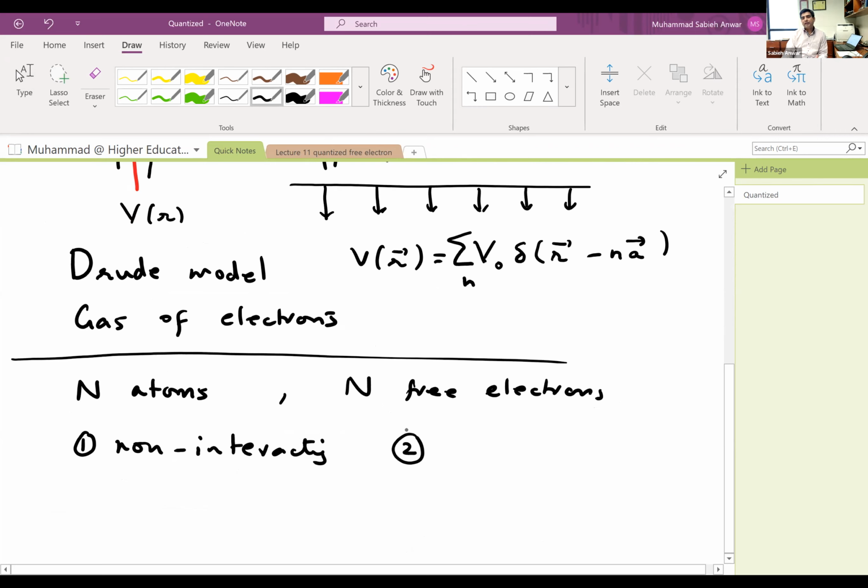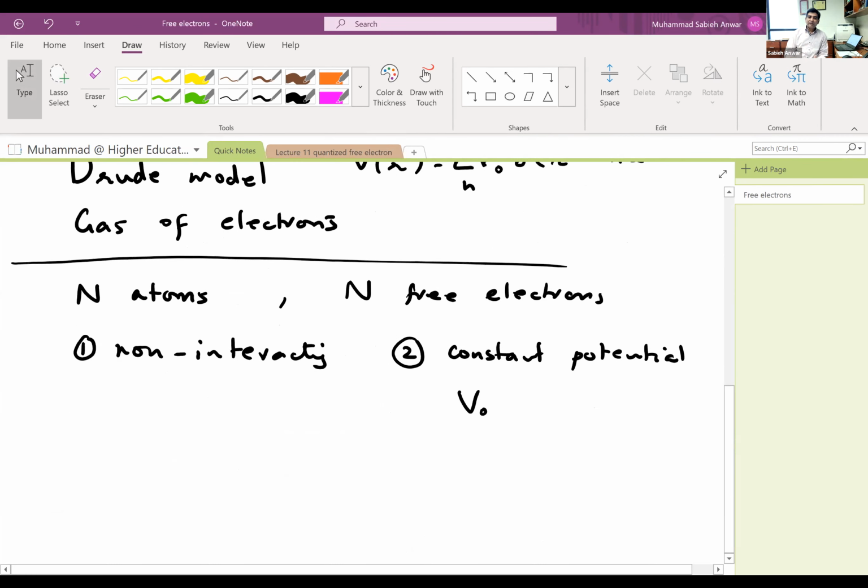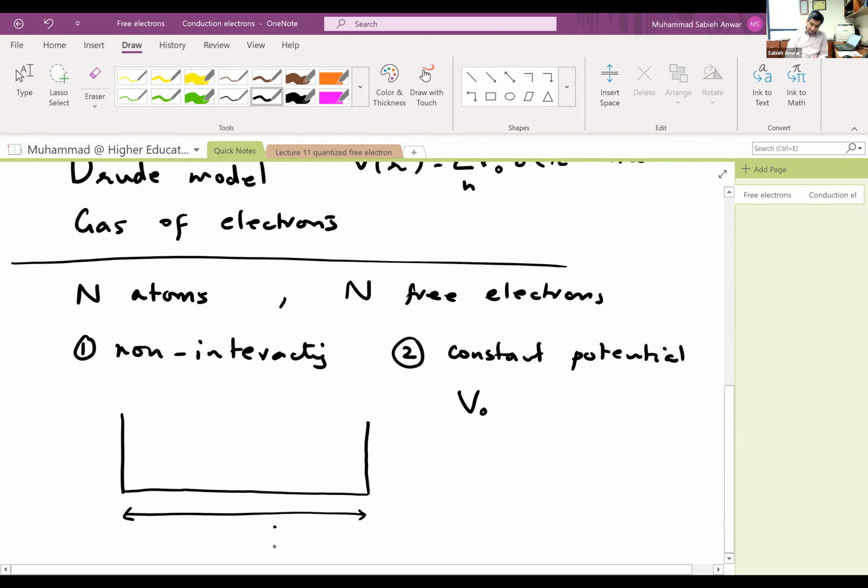Second assumption is that they are in a constant potential. Let's call that potential V, just V or V naught. So if you were to model these electrons, the potential profile for a solid of this kind, if the solid has a length L, just look at one dimension of the solid, the potential is just constant along this length. And the electrons are inside this potential well, so to say. All of the electrons see the same potential, a mean potential, and they're non-interacting with one another.